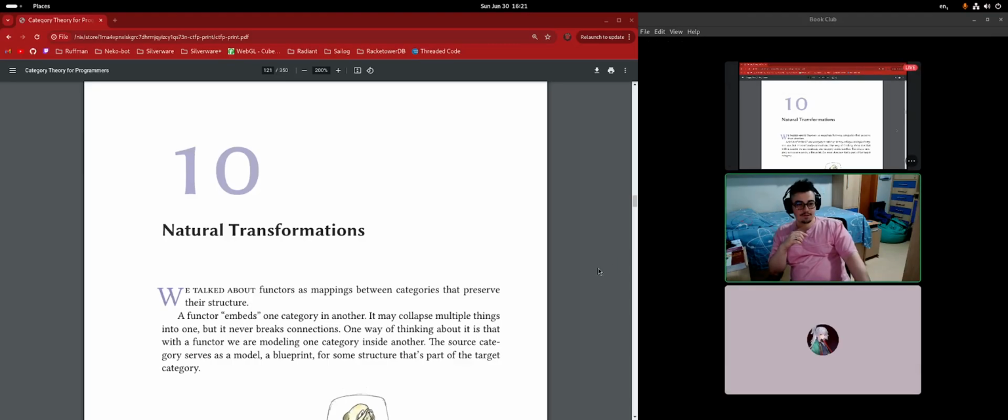Okay, so here we are. Hello, future people. Today is chapter 10, which is the last chapter of part 1 of the book, which we're gonna have a very interesting conclusion. And the main topic for today is natural transformations.